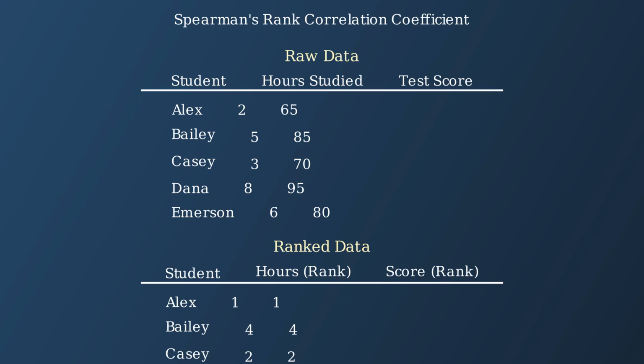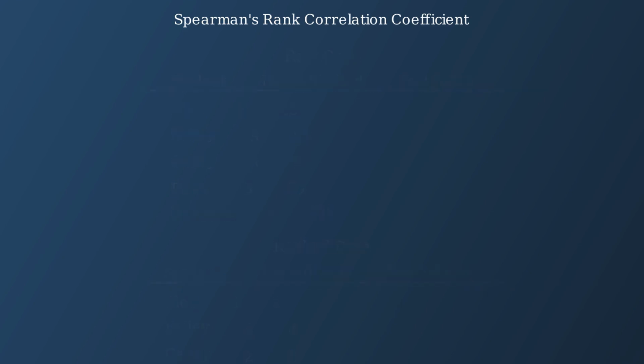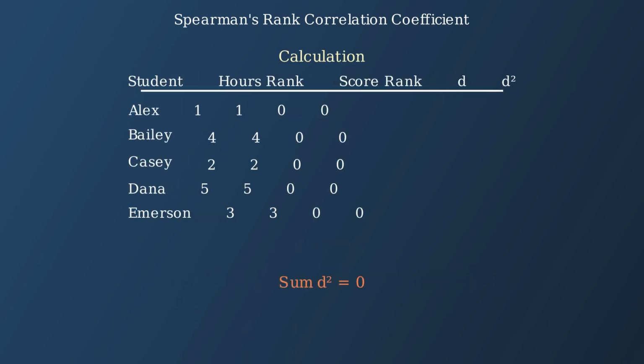First, we convert our raw data to ranks. For each variable, we assign rank 1 to the lowest value, rank 2 to the second lowest, and so on. Next, we calculate the difference between ranks for each observation, square these differences, and find their sum. Now we apply the formula. With 5 observations and a sum of d squared equal to 0, we get rho equals 1 minus 6 times 0 divided by 5 times 24, which equals 1.